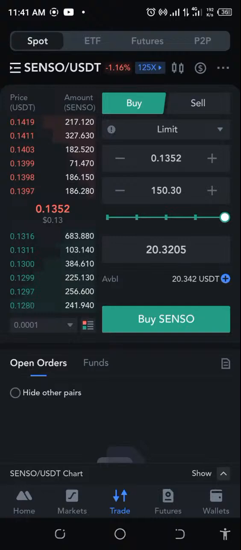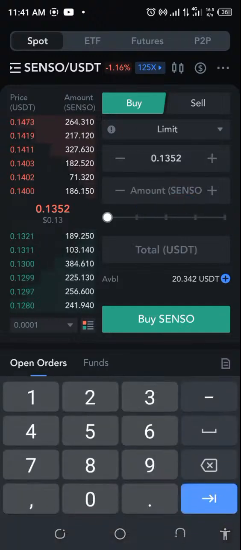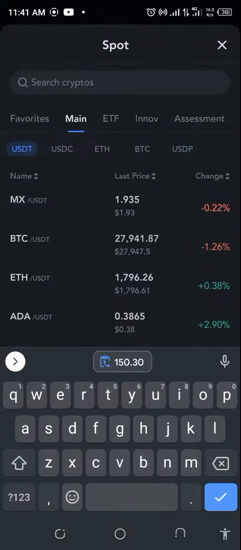Let me go back and check what's happening. The other time we had it as 151.3. So if I do a quick simulation of this, would I still make profit? I'm not sure. Let's go ahead and see. Let's make this really fast because we don't want the profit margins to go down.